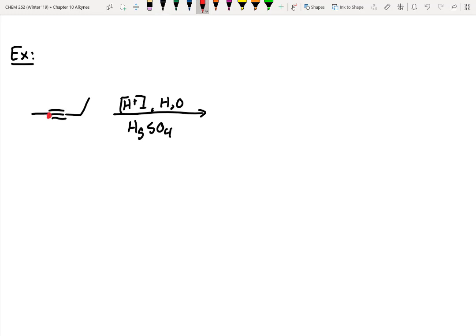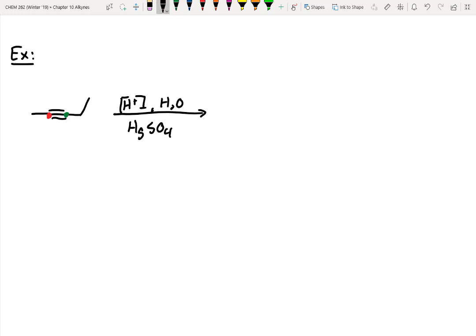So just like before, I'm going to color code. I've got red and I've got green. Which side do you think is more substituted, the red carbon or the green carbon? I'd say they're both equally substituted, right? They're both bonded to the same number of carbons. So I'd say they're equally substituted, which means they're both likely to occur.